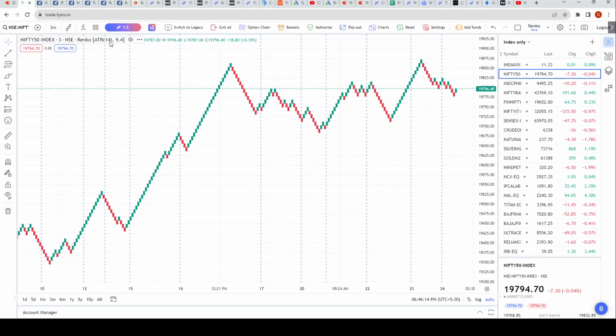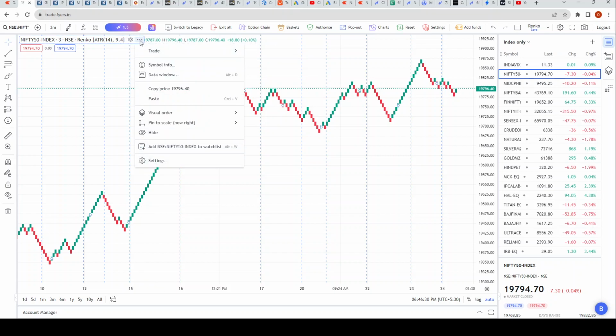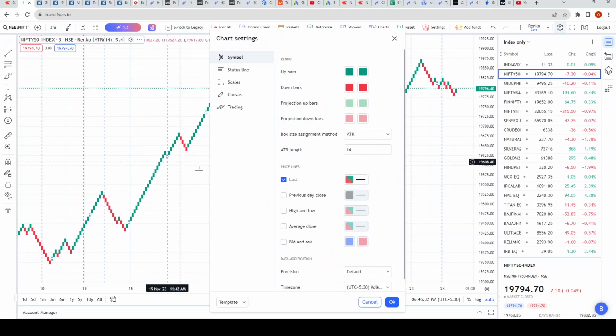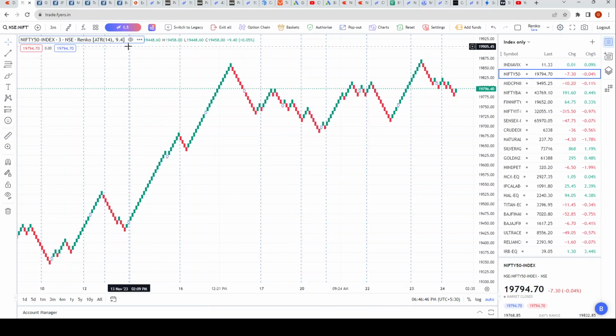So if you want to tune this particular chart of Nifty 50 on 3 minutes and have a clear-cut view of how it should work, you should see the ATR value. So we'll click on these 3 dots over here, go to the settings, and we see that the ATR value currently is 14, which is the default value. And with this value, you can see over here, the result is 9.4. All right, so 9.4 is the ATR value.